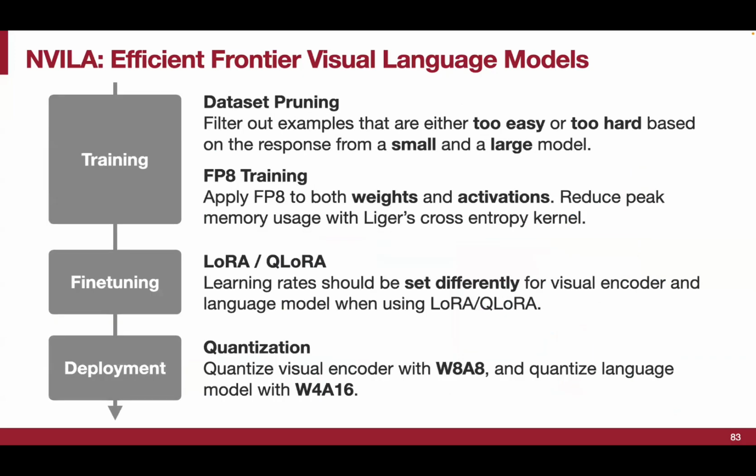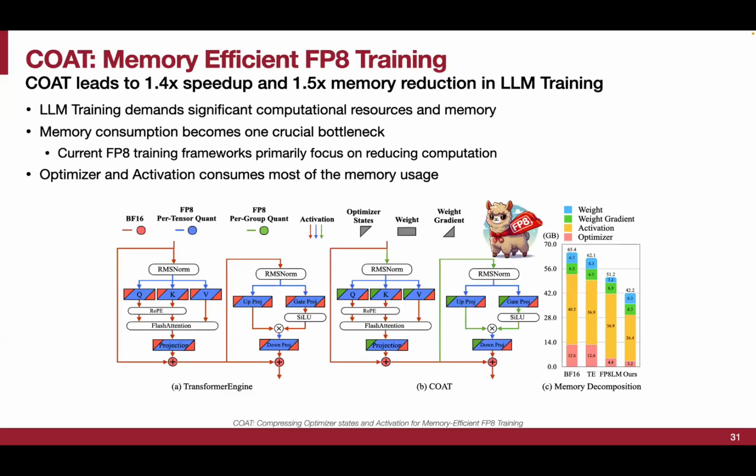And the other idea we used in the second version of VILA, which is called NVILA, includes dataset pruning. This is for training efficiency. We want to filter out the examples that are either too easy or too hard based on the response from a small and a large model. We also applied FP8 training for both the weights and activations to reduce the peak memory usage. So for example, we are using this technique called COAT, a quantization approach for 8-bit training for the VILA visual language model. So how do we do 8-bit training, FP8 training?